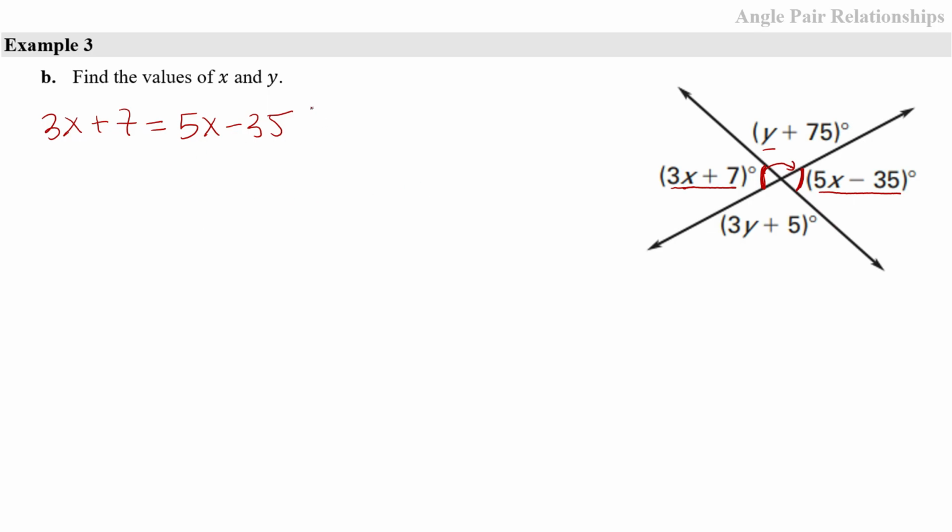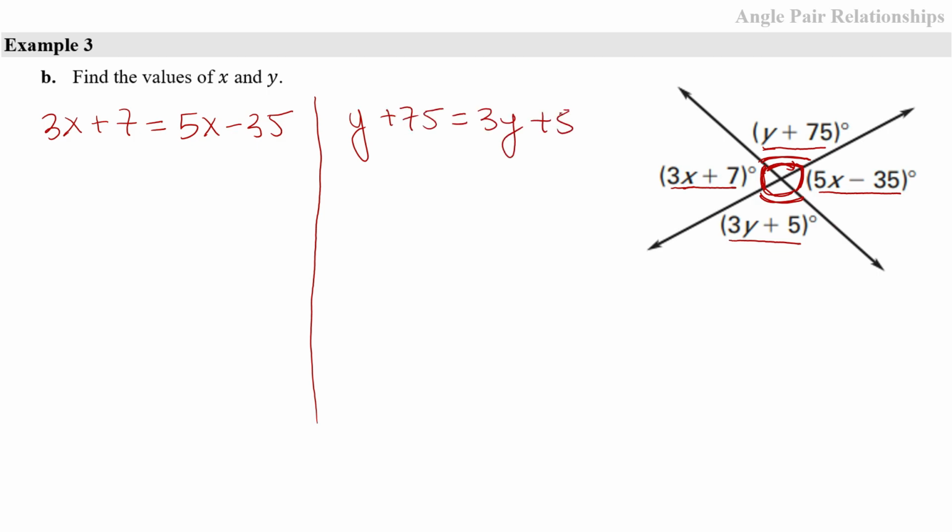Before I do that, let's go ahead and look at the y's. Same thing with the y's. Look at this y on the top, y plus 75, and 3y plus 5. They're both vertical angles, and I know that this top vertical angle is equal to this bottom vertical angle. So I can say y plus 75 is equal to 3y plus 5. A few moments later.